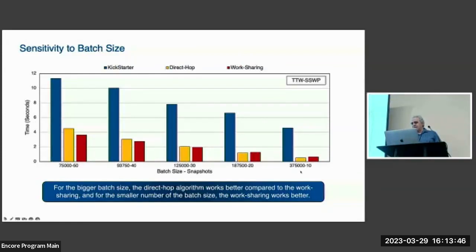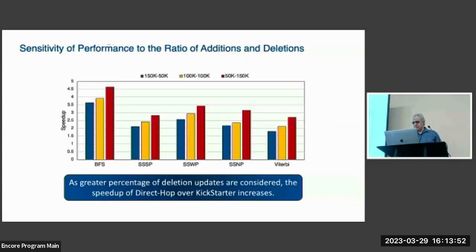So notice that in this experiment, we keep the number of updates the same, but we split them over more or less snapshots. If we have more deletions than additions, we end up benefiting more, as you would expect. So as you go to the right, the speed up increases as you have more deletions because deletions are expensive and Kickstarter slows down, and deletions don't hurt us, they become additions.